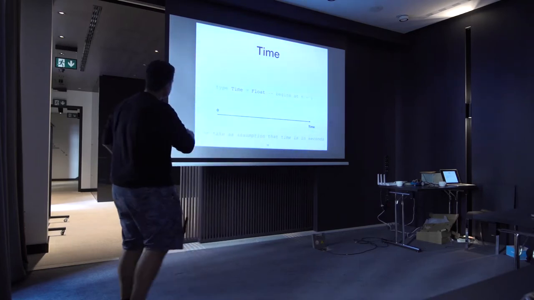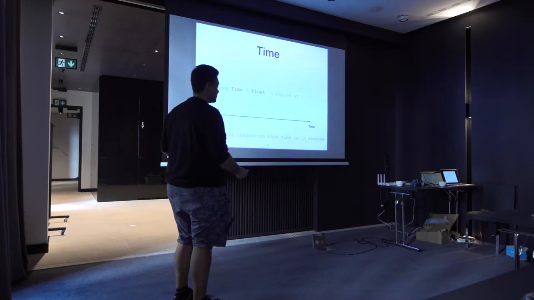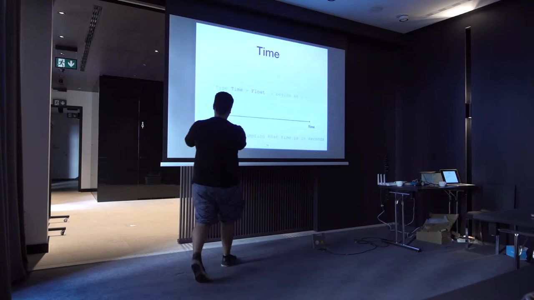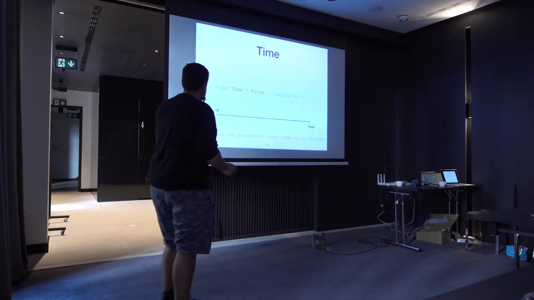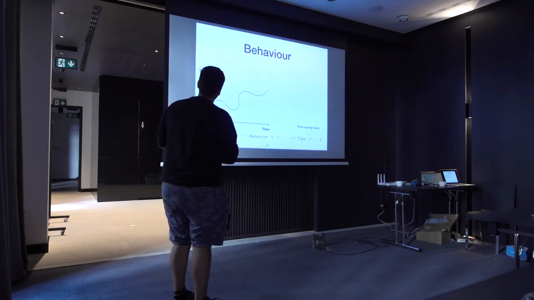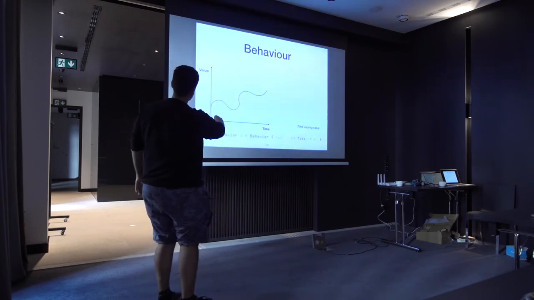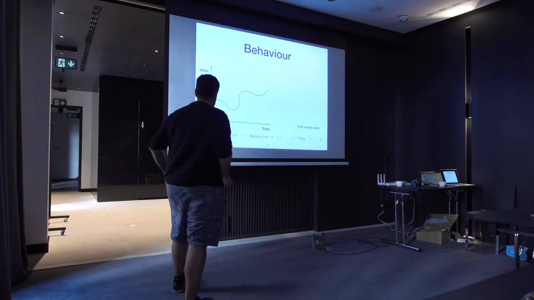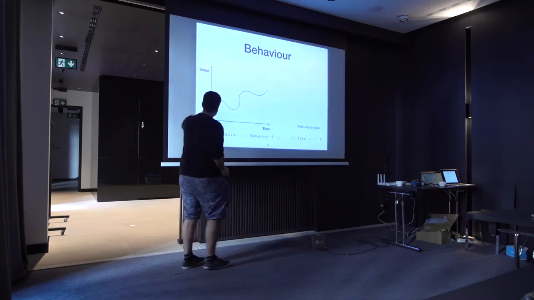Okay, so we are going to start with time. What we see here is that we are just going to represent time as a float. It starts at zero, and it just expands and becomes bigger and bigger. That's how we are going to represent time. And a behavior, if you represent it in a graph, is a time varying value. For each point in time, it's going to have a certain value.